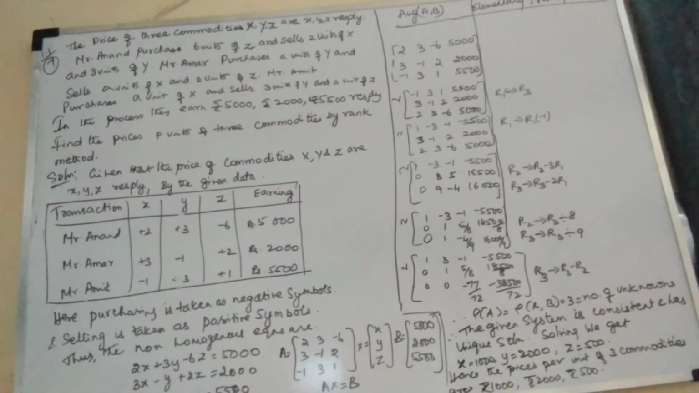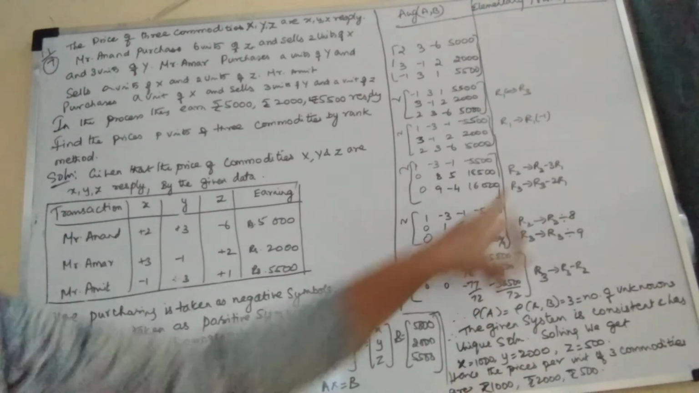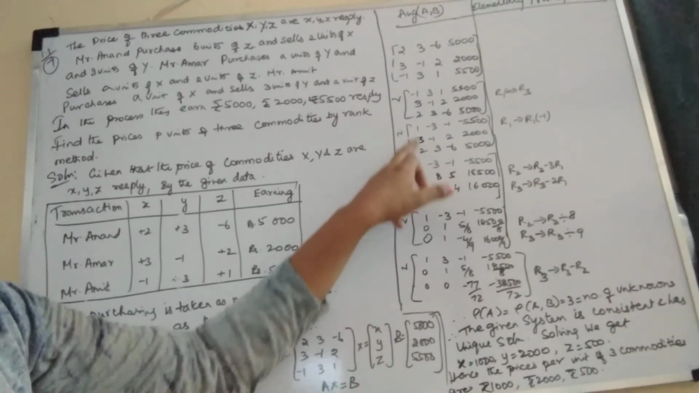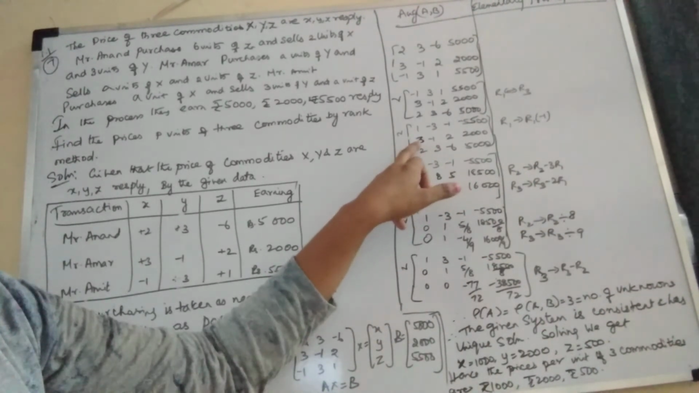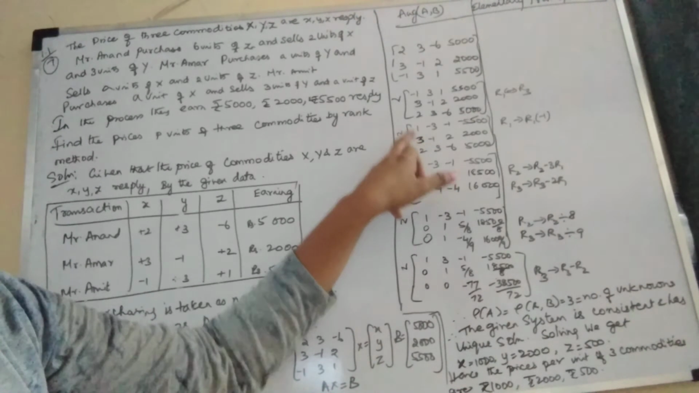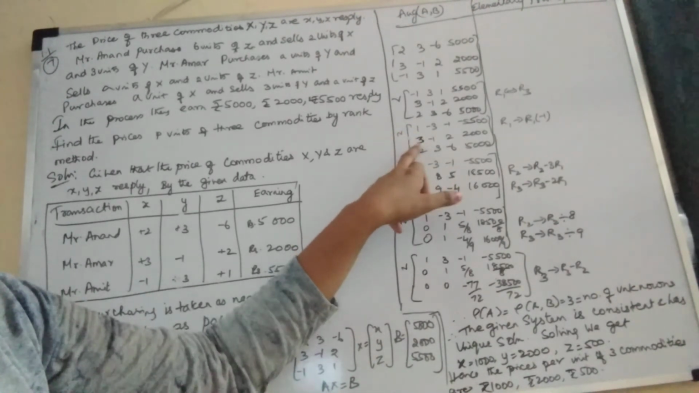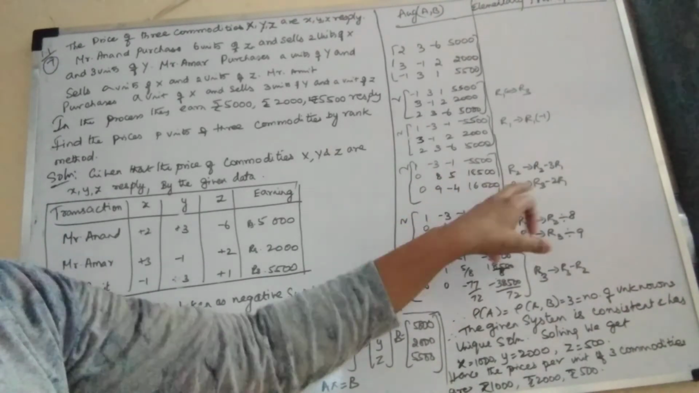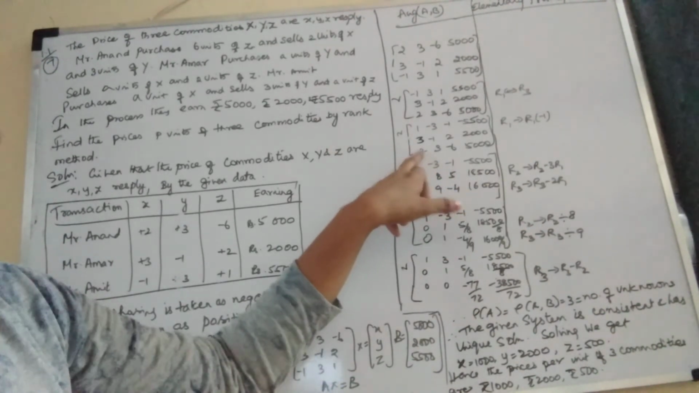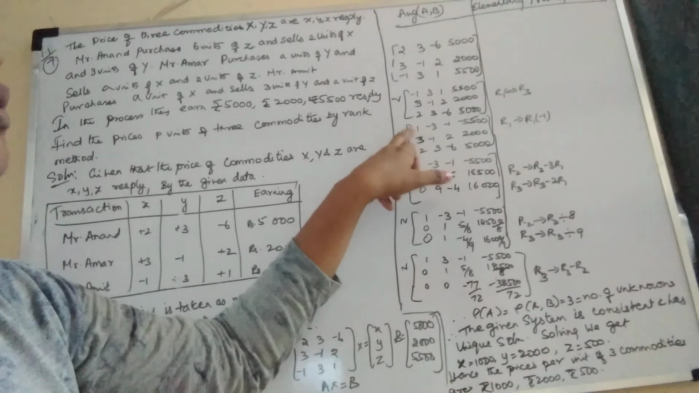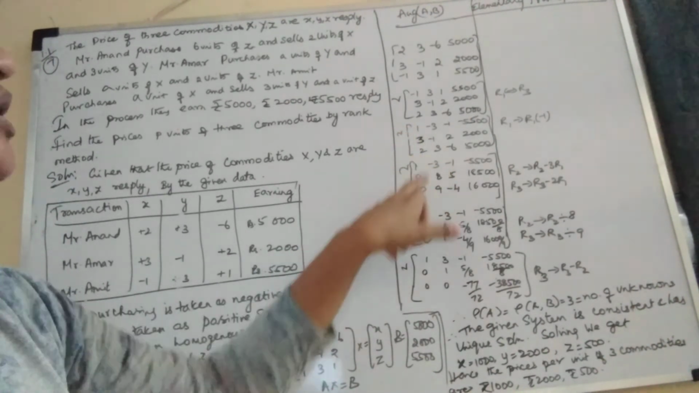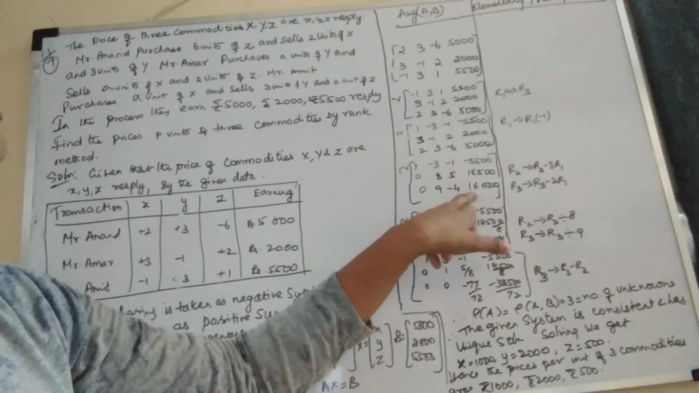Next step, we make the row 2 and row 3 elements 0. So for row 2, multiply row 1 by 3 and subtract from row 2. Your row 2 becomes 0, 8, 5, 18,500. Similarly for row 3, whose first element is 2, multiply row 1 by 2 and subtract from row 3. Your row 3 becomes 0, 9, minus 4, 16,000.